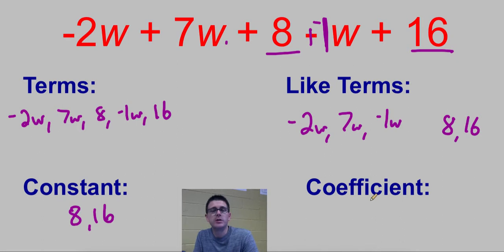My coefficients are the numbers in front of the variables. It's telling me how many w's I have. So that's my negative 2, my 7, and my -1. When you list your coefficients, don't bring the variable with it. The coefficient is just the number part that's in front of the variable.